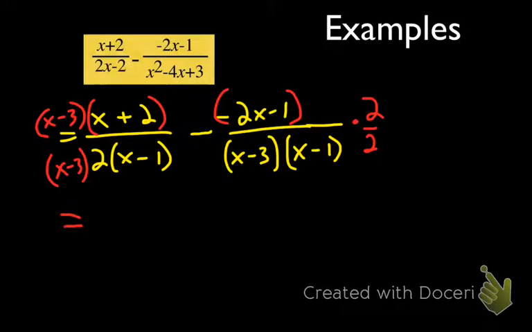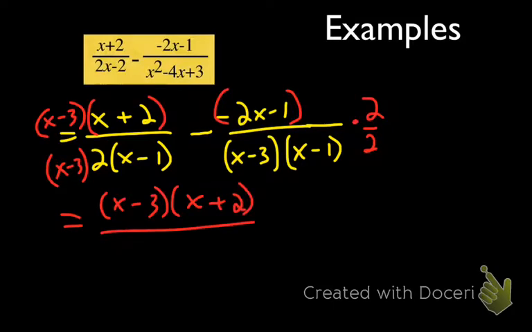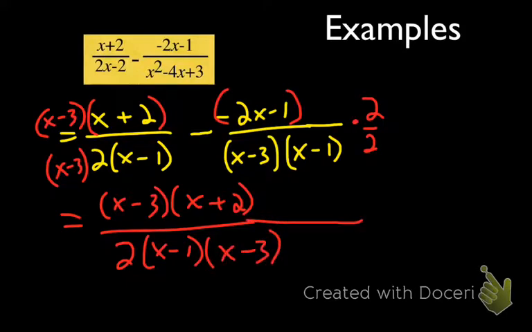On top, I've got x minus 3 times x plus 2 divided by 2 times x minus 1 times x minus 3. That was our common denominator. Oh my goodness. And then I have to subtract 2 times negative 2x minus 1.